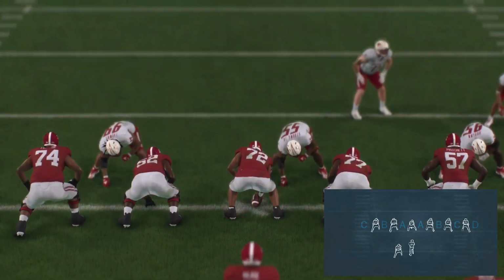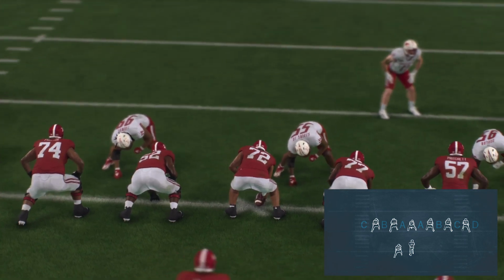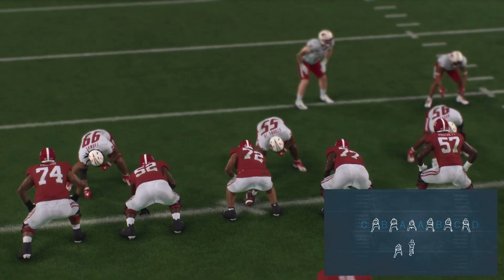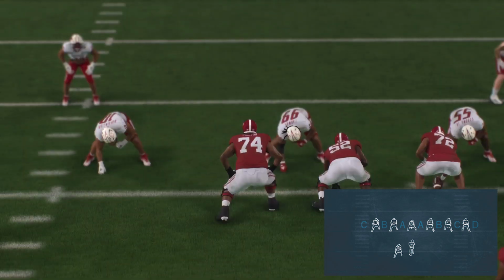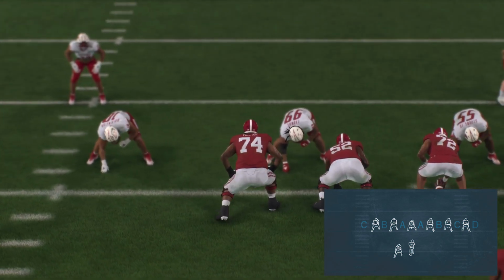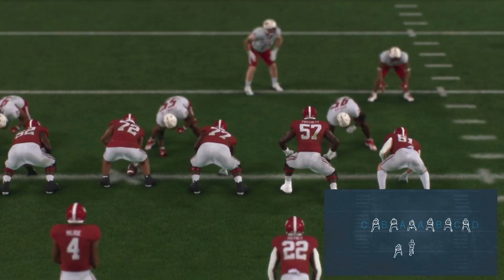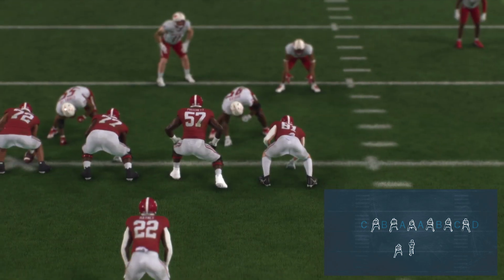So you have the center here who holds the ball. The gaps, the spaces to the left and right of him, those are A gaps. Okay. And then if you move over to this space here between number 74 and number 52, that is a B gap. And the same thing on this side as well. And you go down the line. So this would be the A gap, the B gap, and then the C gap there.